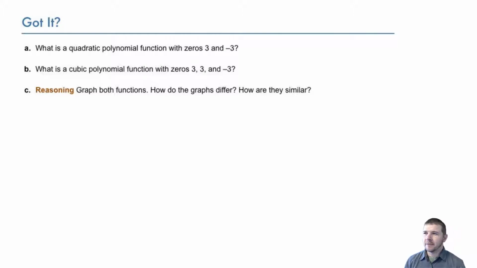Your turn, part A. What is a quadratic polynomial function with zeros 3 and -3? Part B. What is a cubic polynomial function with zeros 3, 3, and -3? And part C, a reasoning item, graph both functions. How do the graphs differ, and how are they similar?